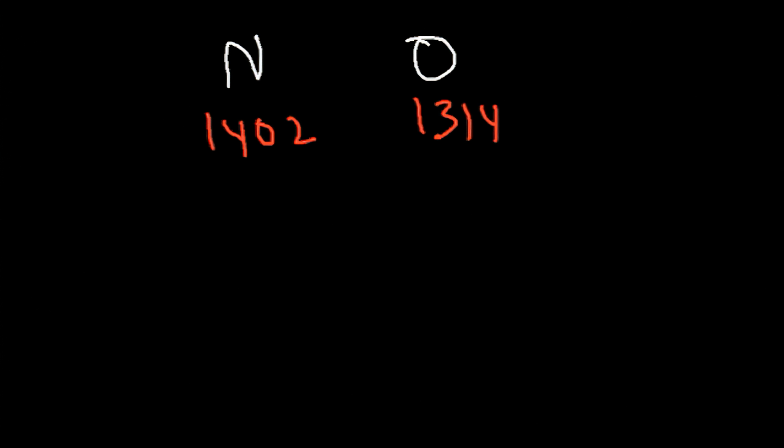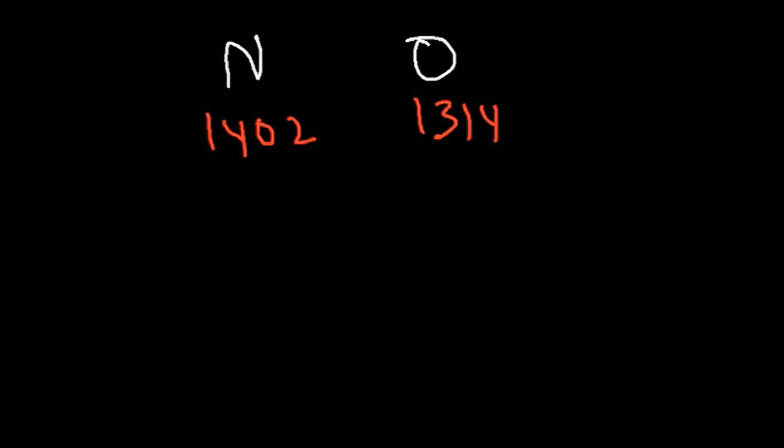Now, there are some other exceptions that you need to be aware of as well. It's not over yet. And that's going from nitrogen to oxygen, or phosphorus to sulfur, or arsenic to selenium. The first ionization energy for nitrogen is 1402, and for oxygen is 1314, at least according to the textbook I'm using. Now, why does it temporarily decrease from N to O?